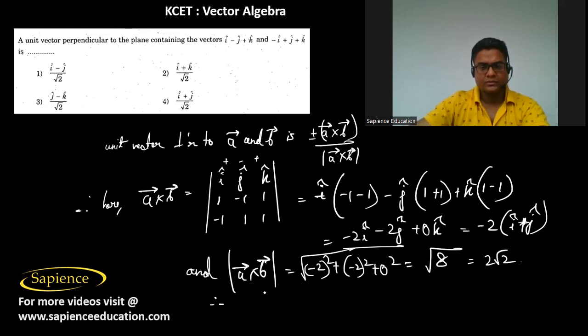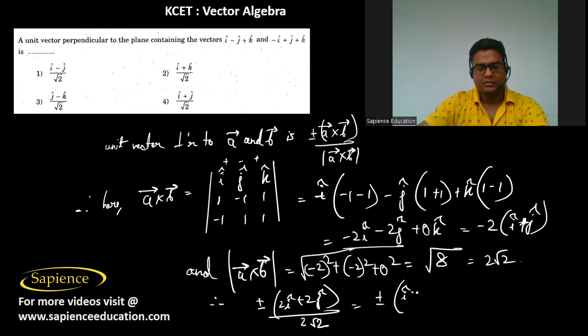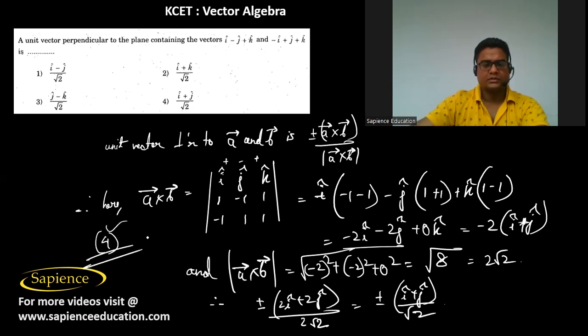equal to plus or minus a cross b, which is 2 i cap plus 2 j cap, divided by its magnitude, which is 2 root 2, which will be equal to plus or minus i cap plus j cap divided by root 2. So it means that option 4 is the correct answer.